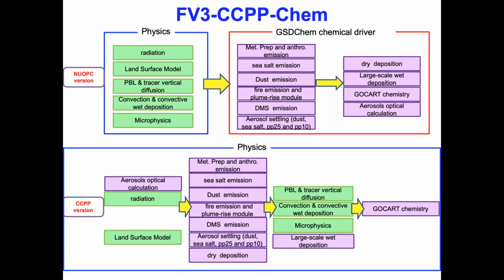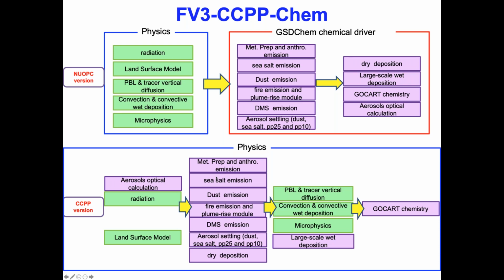So in this CCPP version, we are using the Common Community Physics Package, the CCPP, and the chemical component was broken up, and all of these chemical modules were embedded into FV3 as subroutines of physics. You can see that currently, for instance, all these emission-related steps have been moved before the physics PBL and convective transport part.